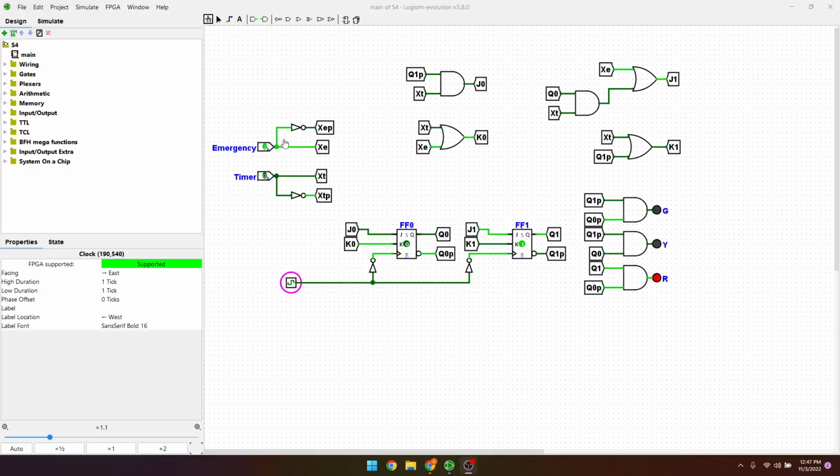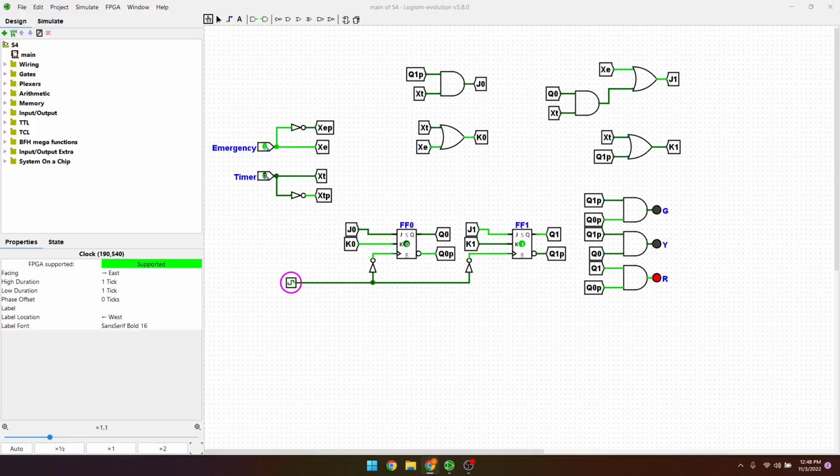Hello everyone and welcome to my fourth sequential circuit video. In this one we're going to be making a stoplight out of a Moore machine. Or not out of a Moore machine, but it's going to be a Moore circuit. And so we can start off with what we're looking for.